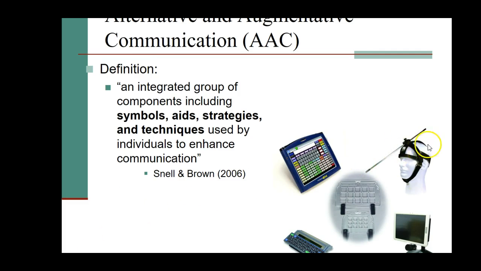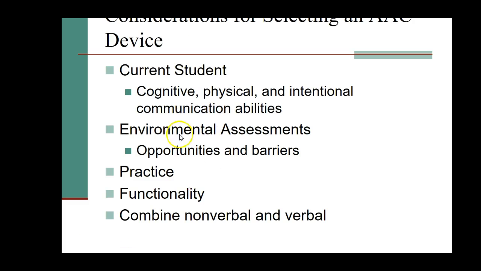So if they aren't able to use their fingers, are they able to use their head and use a pointer stick? Or maybe they need to use their eyes for an eye gaze if they're not able to use their hands and fingers to touch a keyboard. And then environmental. What are the barriers to them being able to use a device or communicate?